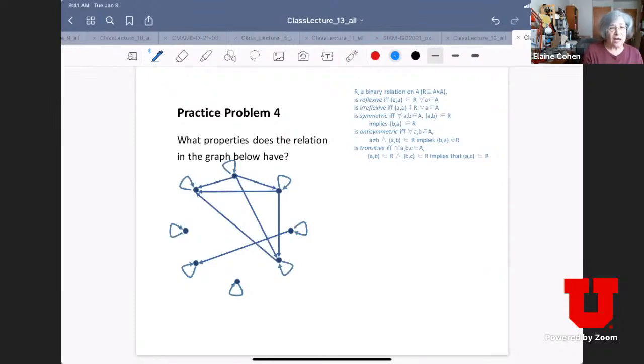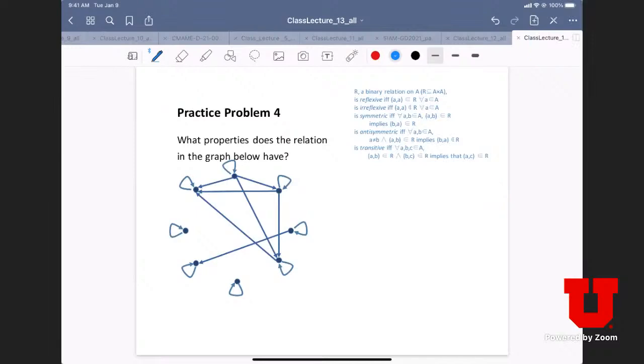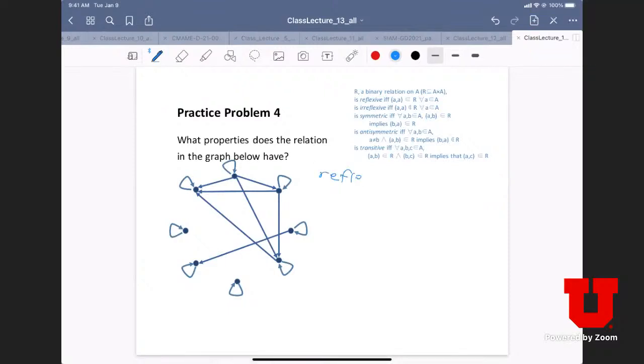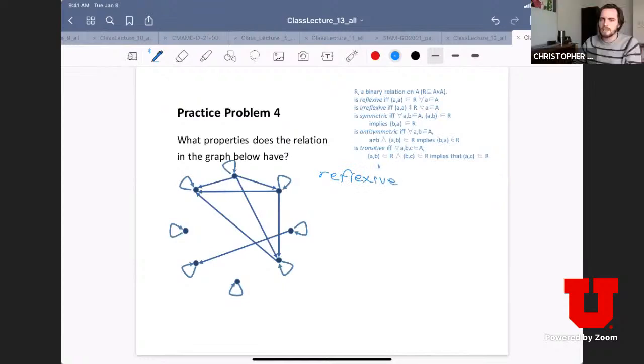So let's look at a graph. This is the one arrow diagram, and ask the question, what properties does the relation represented by this graph have? Reflexive. Yes, it is. Why is it reflexive? Each node has a loop. Each node has a loop, yes. So that makes it reflexive. Everything is related to itself. That's a requirement for reflexive.